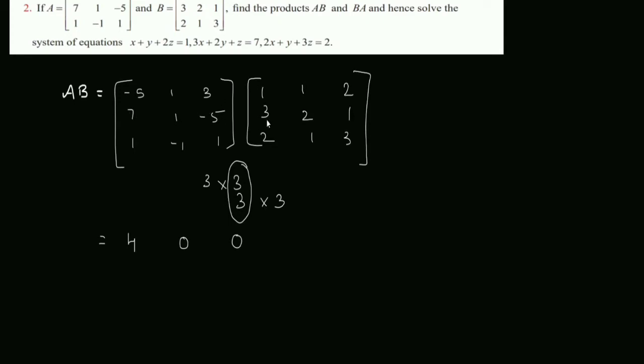Second row and first column. 7 plus 3. 10. 10 minus 10. That is 0. Second row and second column. So 7 plus 2 minus 5. That is equal to 4. Second row and third column. 14 plus 1 minus 15. That is equal to 0.